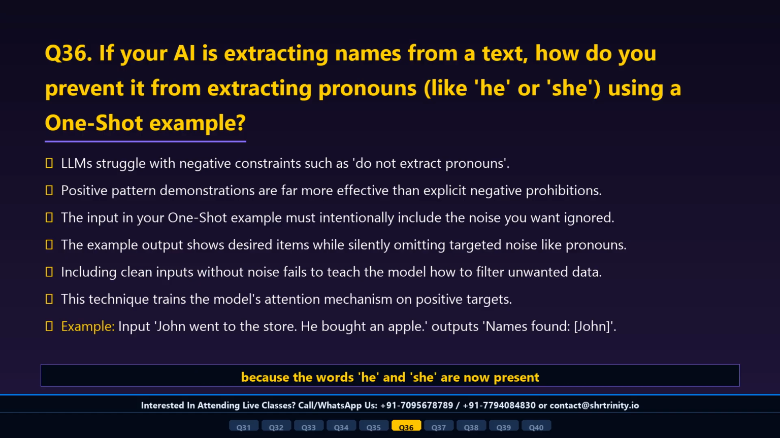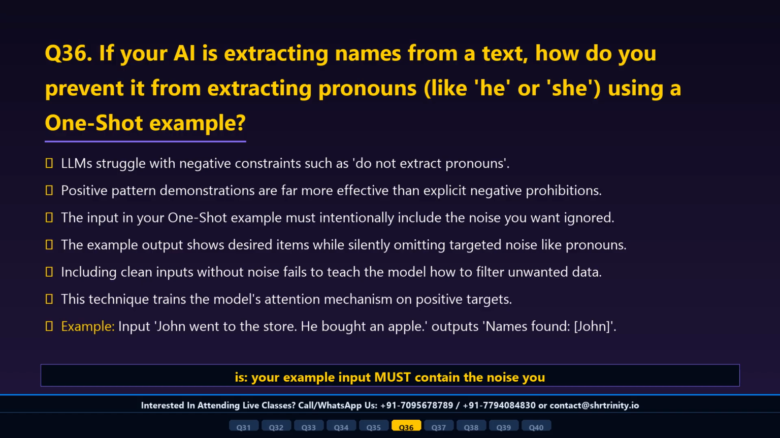Instead of negative constraints, we use positive pattern filtering via one-shot prompting. As summarized in our key points, the golden rule is: your example input must contain the noise you want the model to ignore. If your example input only contains proper names, the model learns nothing about handling pronouns when they appear in real data. Let's walk through our example step by step.